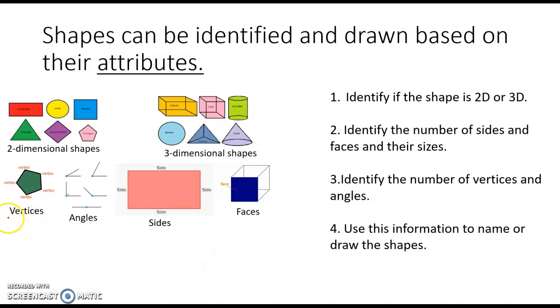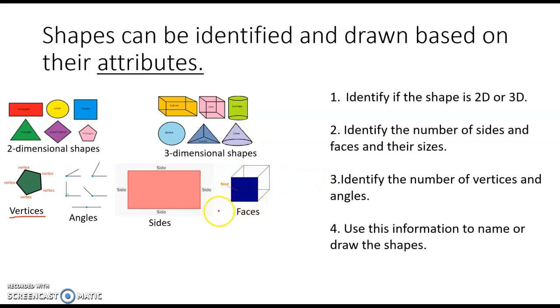Vertices are the points where lines meet. You can see this shape has 1, 2, 3, 4, 5 vertices. Angles are formed when two lines come together. Sides are the lines that make the shapes. Shapes also have faces, which is the flat part of the shape.